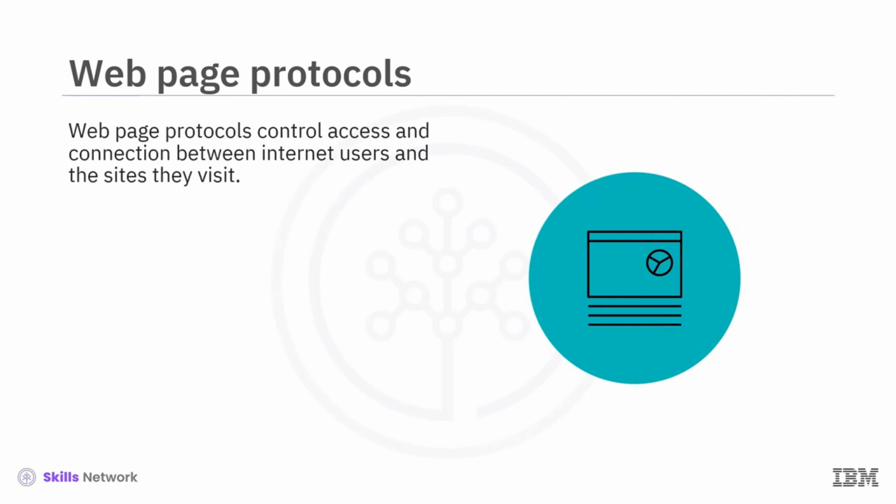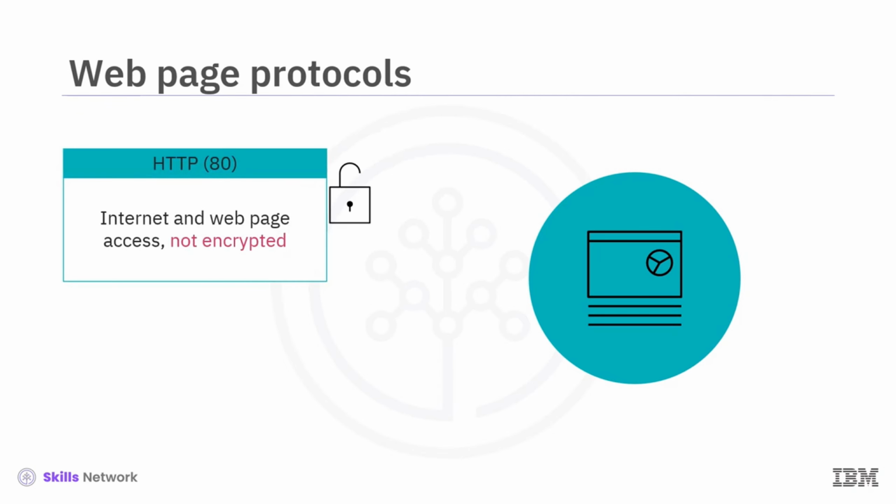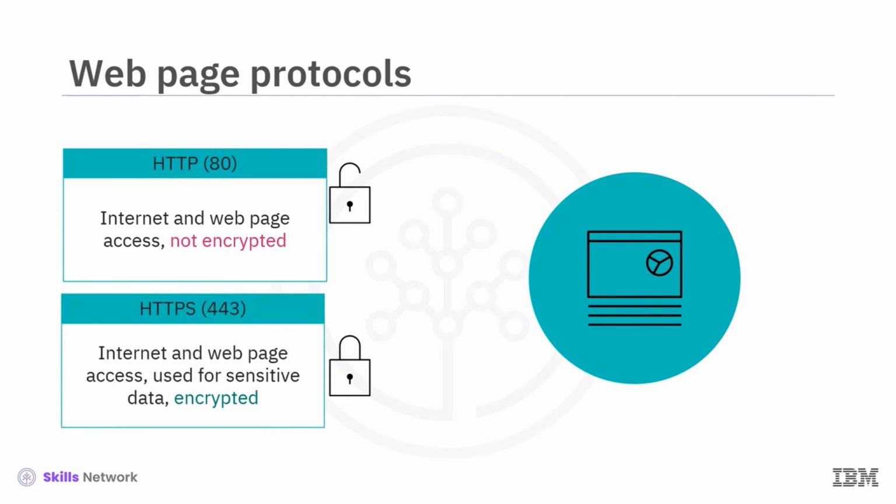Web page protocols control access and connection between internet users and the sites they visit. Hypertext Transfer Protocol, or HTTP, is responsible for standard internet or web page access. The default port for HTTP is 80. And Hypertext Transfer Protocol Secure, or HTTPS, is responsible for encrypted internet or web page access. HTTPS should be used on a web page that prompts for sensitive data, such as credit card numbers. The default port for HTTPS is 443.